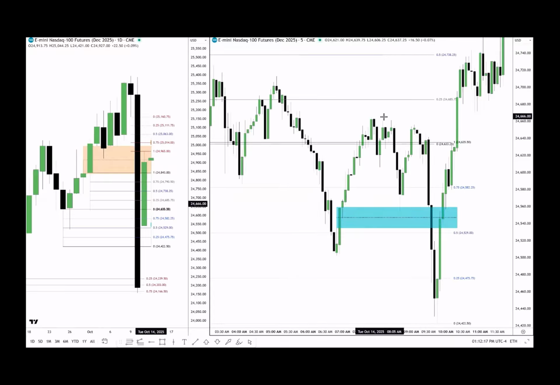What's this? Relative equal highs. Right high is lower than the left. This is a strong candidate for price wanting to run through. Same thing here. High, lower high.